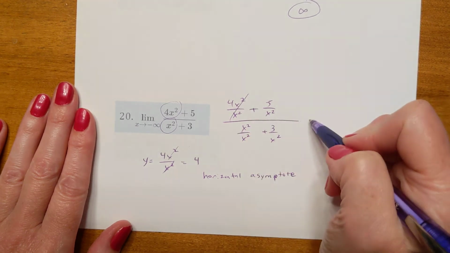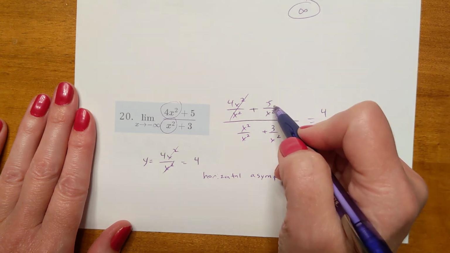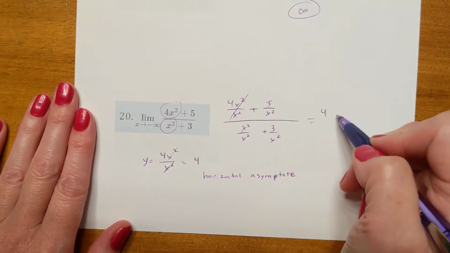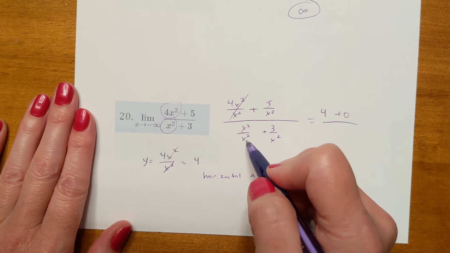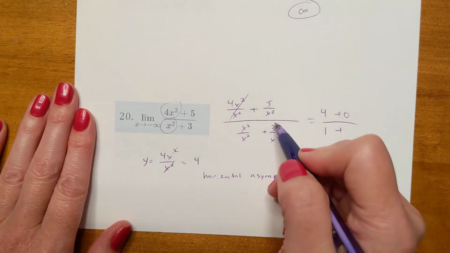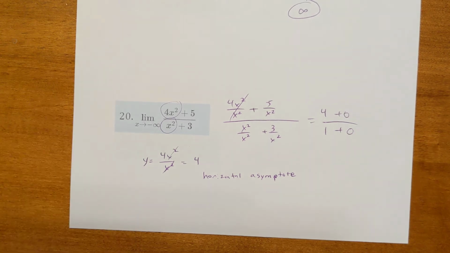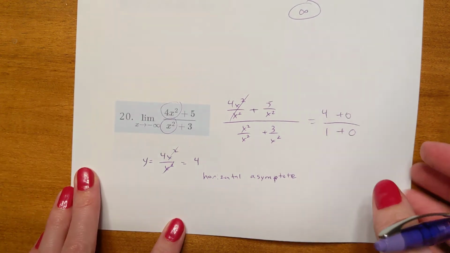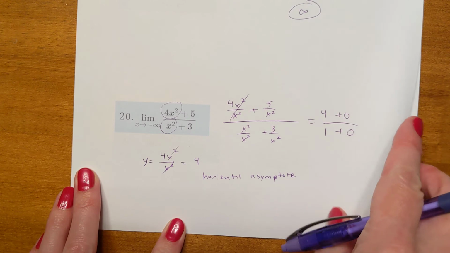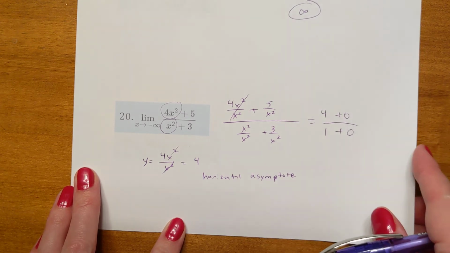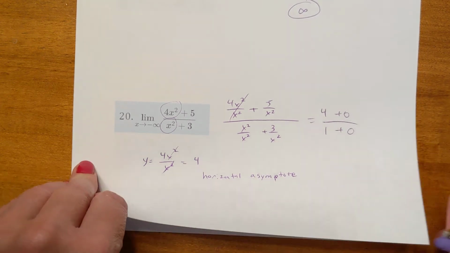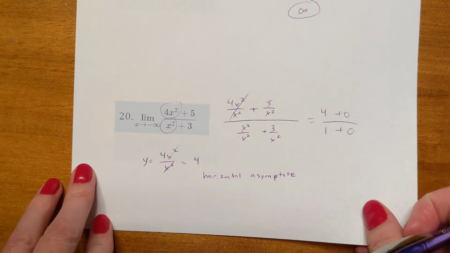So here that's 4. 5 divided by infinity would be 0. That's the number 1. 3 divided by infinity, 0. So you get 4. So that's the longer answer, and some people might want you to write out the whole reason why. That's fine. You can do that if you want.